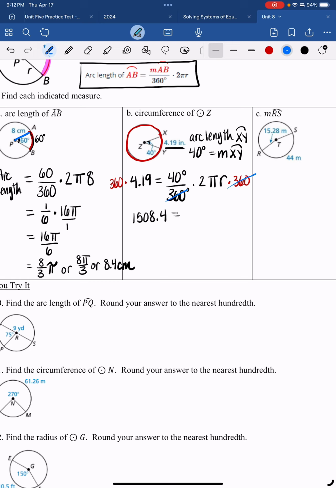So if we're looking at this equation now, we have 40 times 2, so we can multiply those numbers together. 40 times 2 is 80, so that gives us 80 pi, and then times that radius. So basically putting together 40 and 2, multiplying them together, and then leaving that pi and that radius. We do want to solve for radius. We can divide by 80 pi.